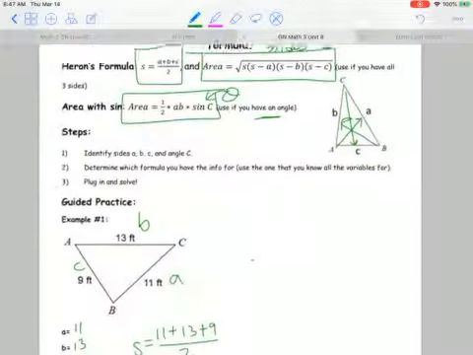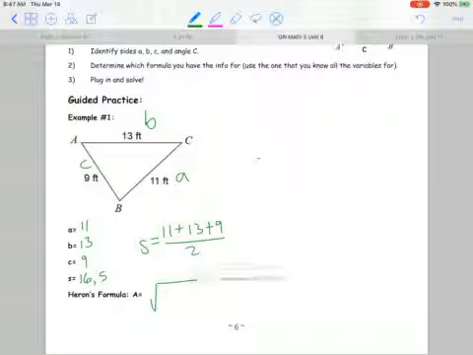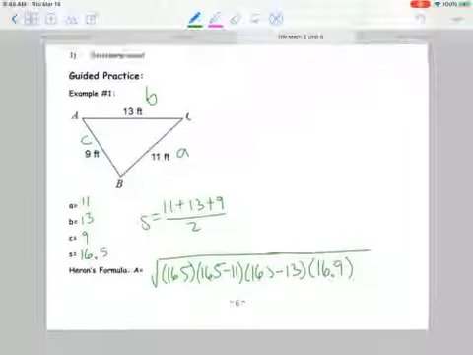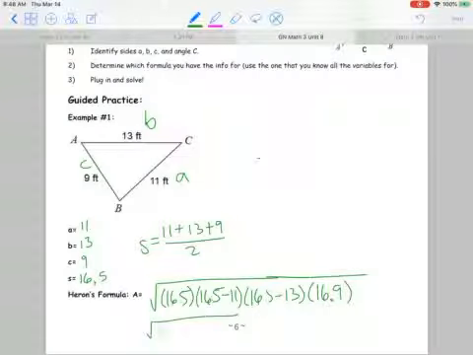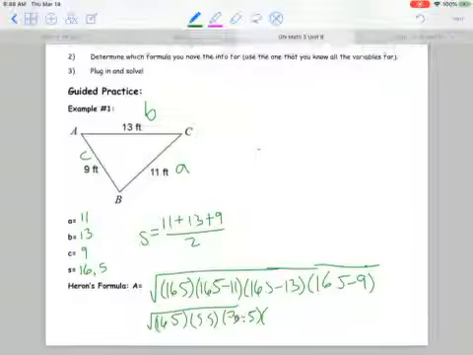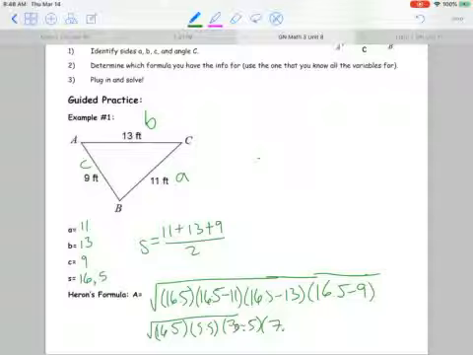And then you plug it into that other equation where you're subtracting. So it's going to be that 16.5 times that minus the 11 times that minus the 13 times that minus the 9, all three sides. And I'm actually going to simplify that a little bit. So 16.5 times, and that one's 5.5. This one is 3.5, and this one, oops, I forgot a part. 16.5 minus the 9. And that will get you 7.5.